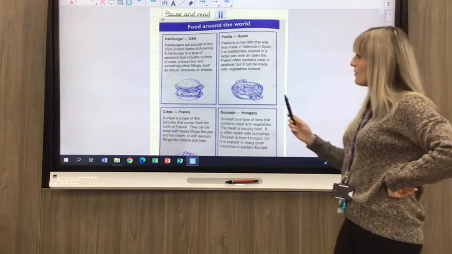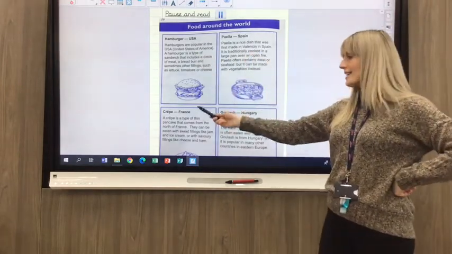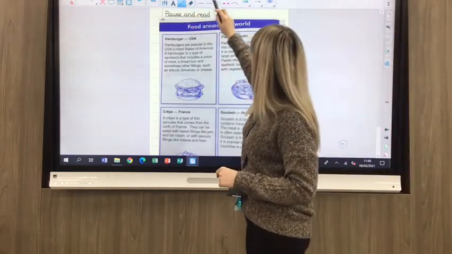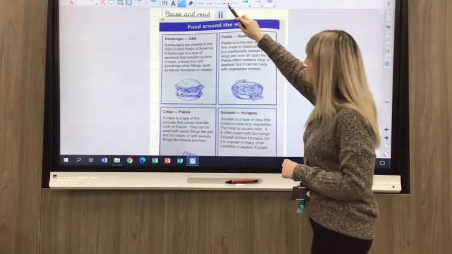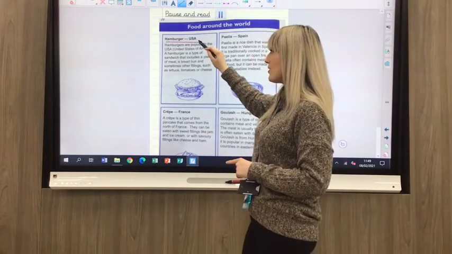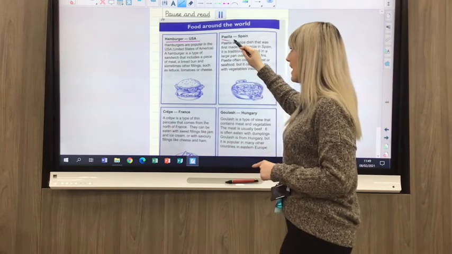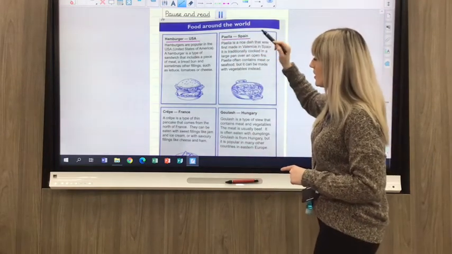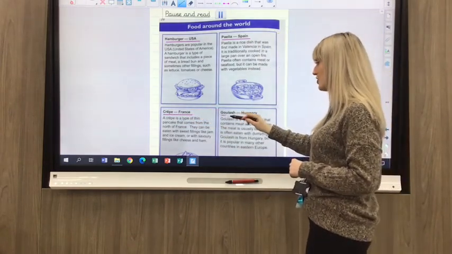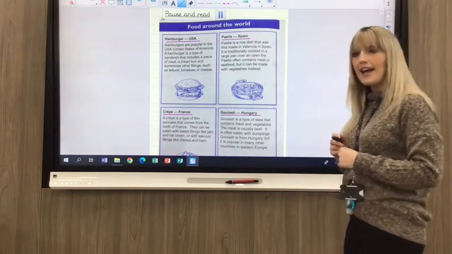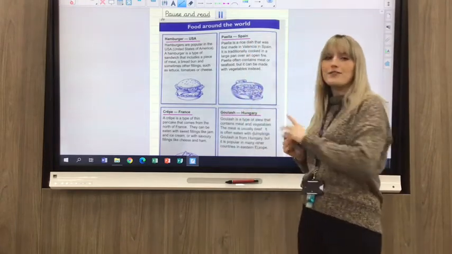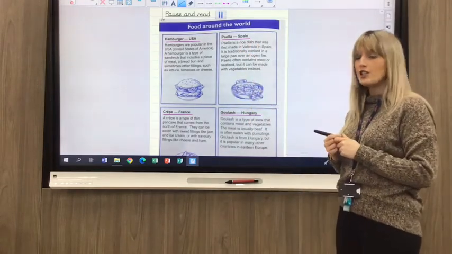Well done if you know that the fact that it's got bold writing, it's got subheadings. Okay, so let me get my ruler. I'm going to underline those subheadings and we'll have a look at each one. So food around the world, we've got hamburger from the USA. We've got paella from Spain. We've got a crepe from France. And we've got goulash from Hungary. Okay, so it's in sections and paragraphs. So there's one feature of a non-fiction text.